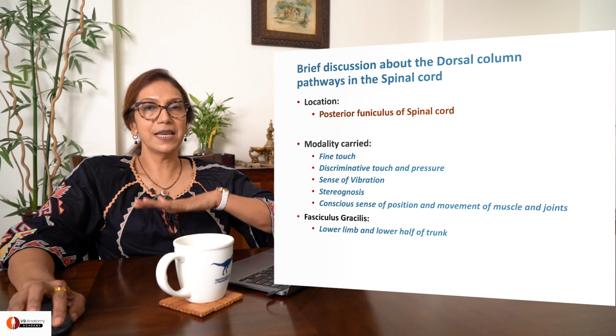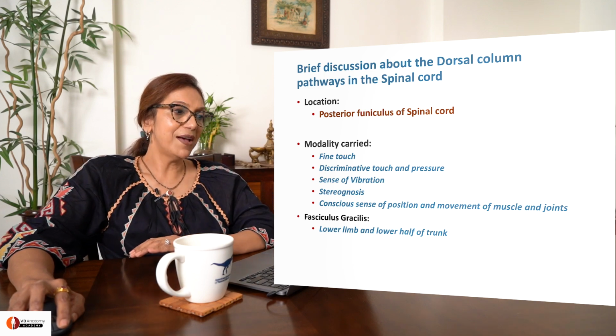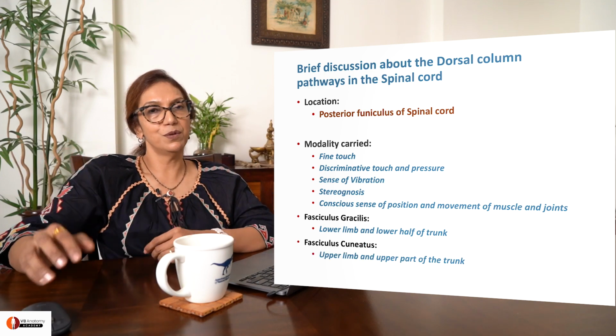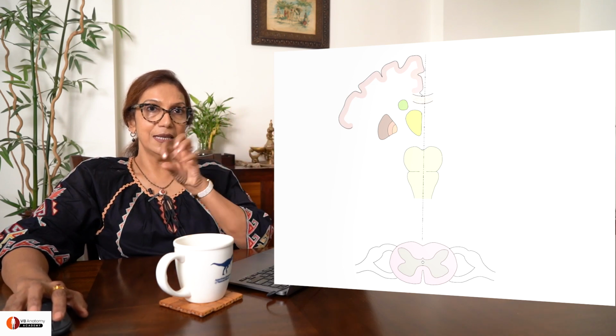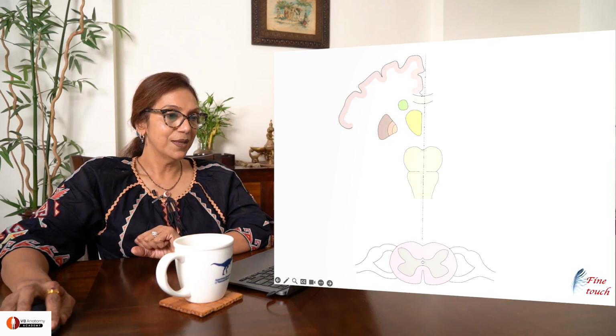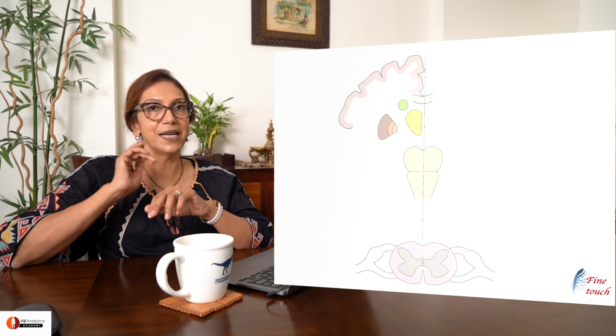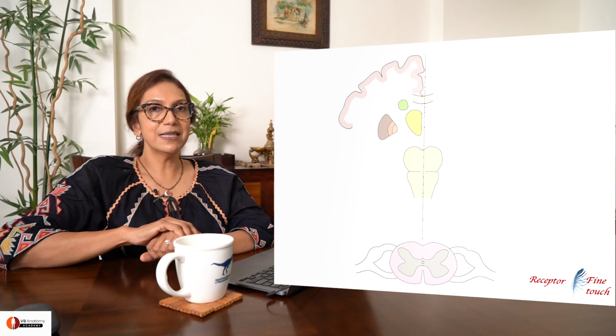Fasciculus gracilis carrying it for the lower half of the body. Fasciculus cuneatus for the upper half of the body and upper limb. Right. So understand this in the form of an image. Fine touch has been felt. I have felt the fine touch. It's picked up by my receptors.